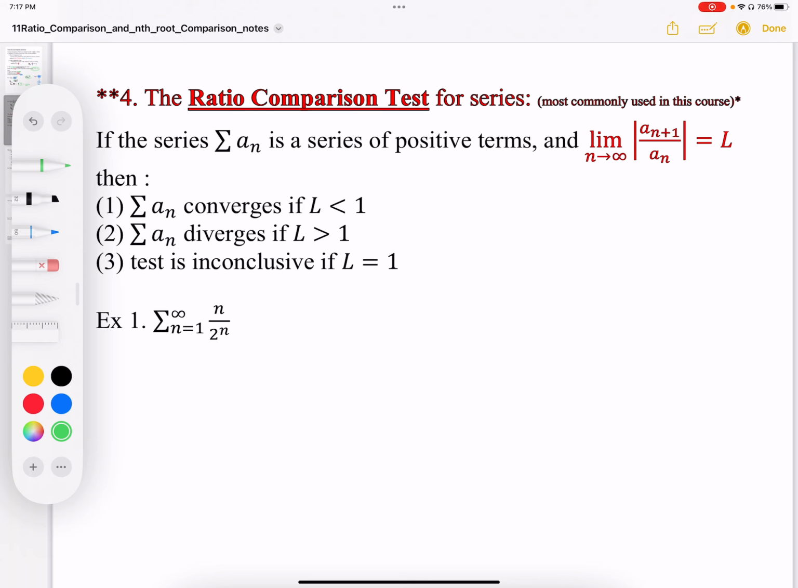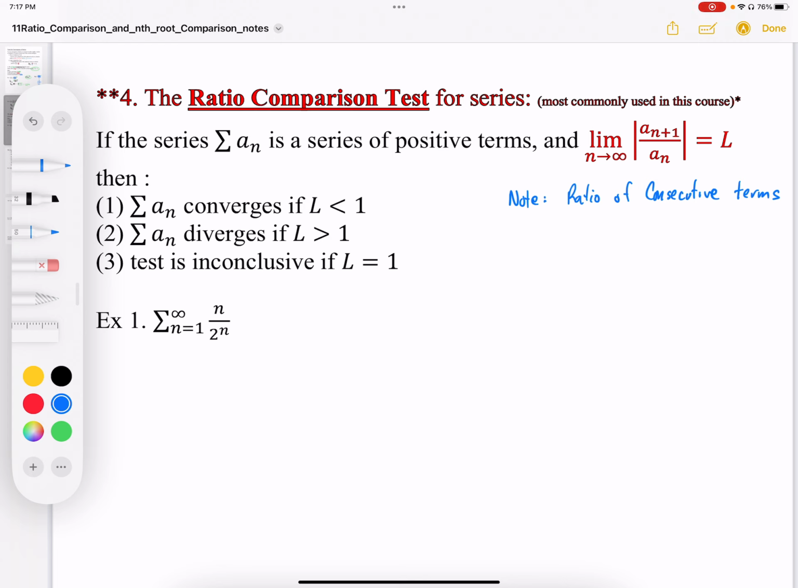So if the series an is a series of positive terms, then the limit as n goes to infinity of an plus 1 over an equals L. Okay, so first of all, make note that these are consecutive terms. We're taking a ratio of consecutive terms. Okay, so an plus 1 and an are consecutive terms of the sequence.